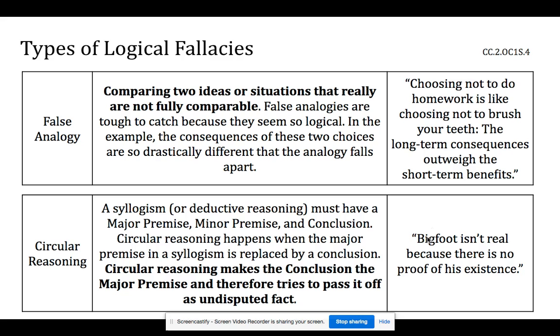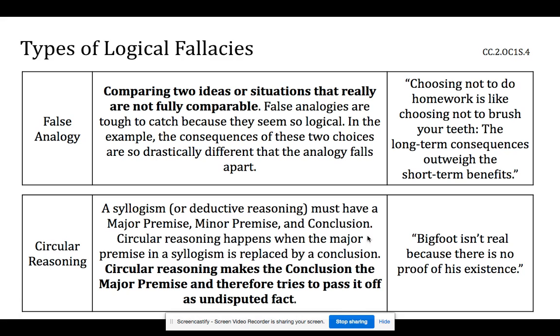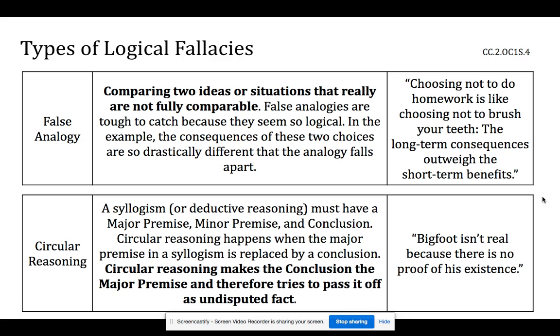Another one would be, "Oh, Bigfoot isn't real because there's no proof of his existence." I'm trying to prove Bigfoot isn't real, and that's my conclusion, but I'm putting it as the major premise, so I'm trying to pass it off as fact. Again, I'm not really great at catching these. They're kind of complicated. They're tricky for me. Basically, just make sure you don't try and pass off something that you're trying to prove as a fact.